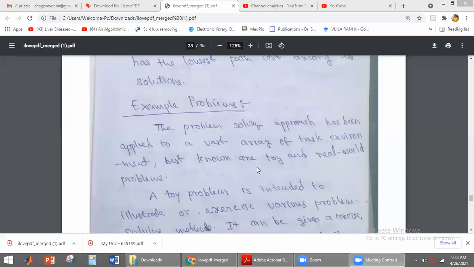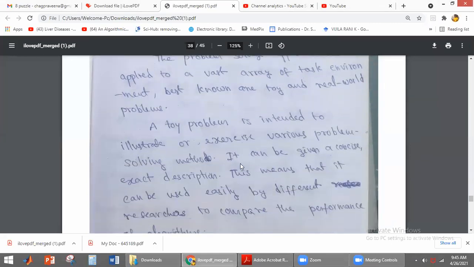Here we have a wide variety of problems. These problems can be grouped under toy problems and real world problems. If you take the toy problems, they will be given as an exact description. We have the exact description for the toy problem.